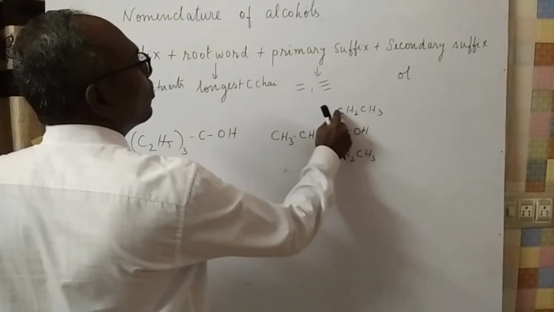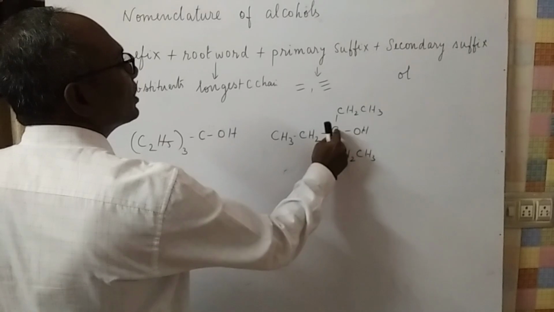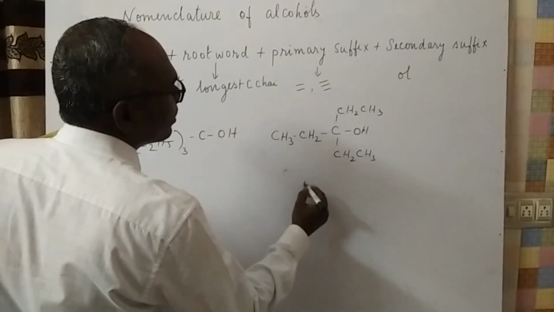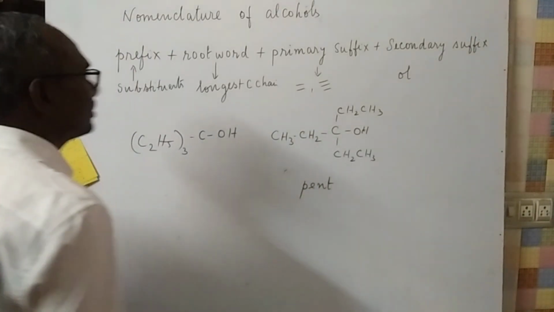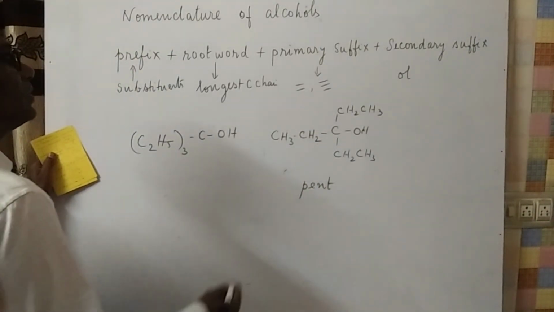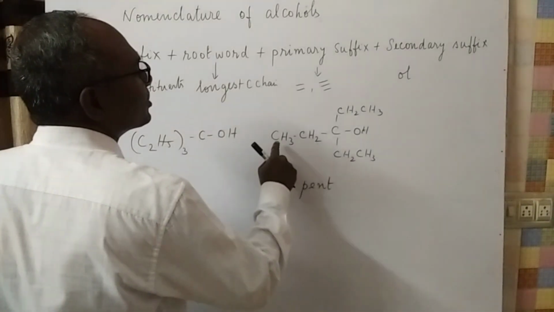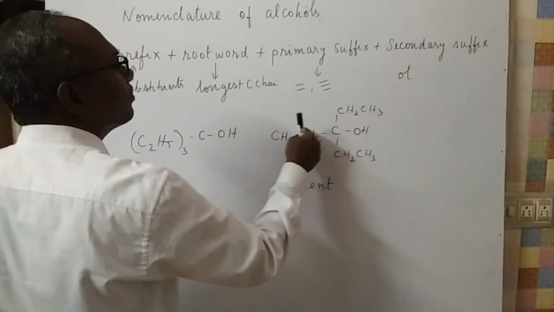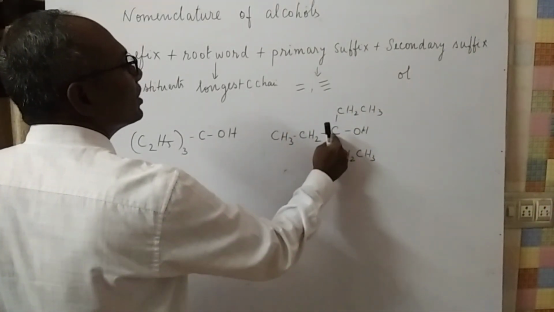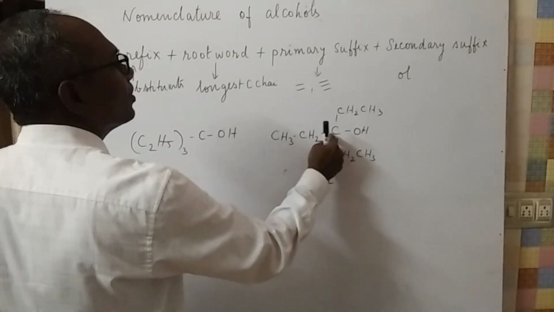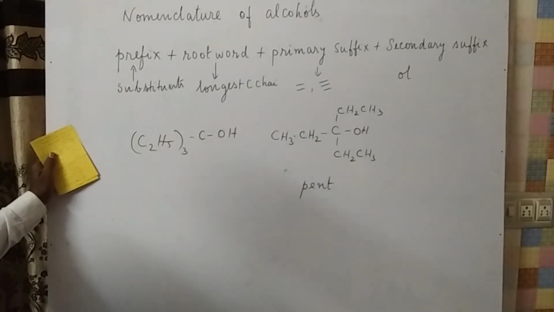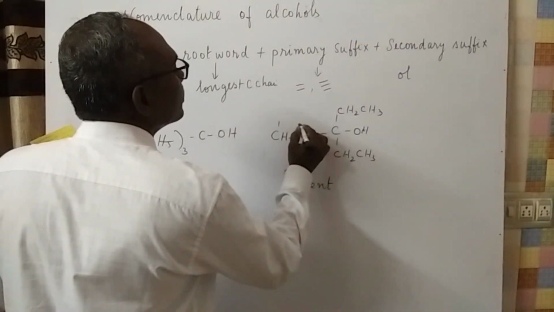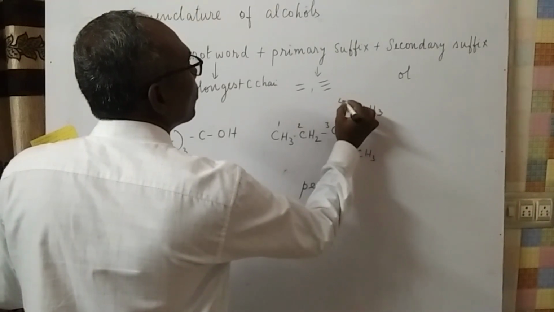1, 2, 3, 4, 5, or 1, 2, 3, 4, 5. So the longest chain is 5. So the root word is going to become pent. Pent, the longest chain. So now the numbering. How to number? Start from here, 1, 2, 3, 4, 5. In whatever direction you go, the OH group is attached to the third carbon. Therefore, any numbering is allowed.